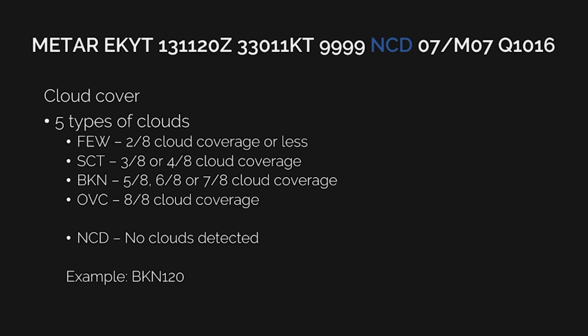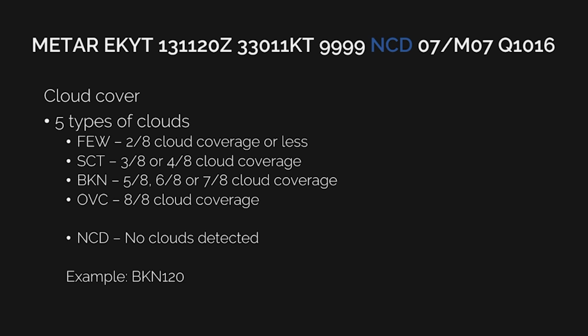The next thing is cloud cover. Here you can meet 5 different types of cloud cover. Few means the cloud layer covers 2/8 of the sky or less. Scattered means the cloud layer covers 3 or 4/8 of the sky. Broken means the cloud layer covers 5, 6 or 7/8 of the sky. And overcast means the cloud layer covers 8 out of 8 of the sky.